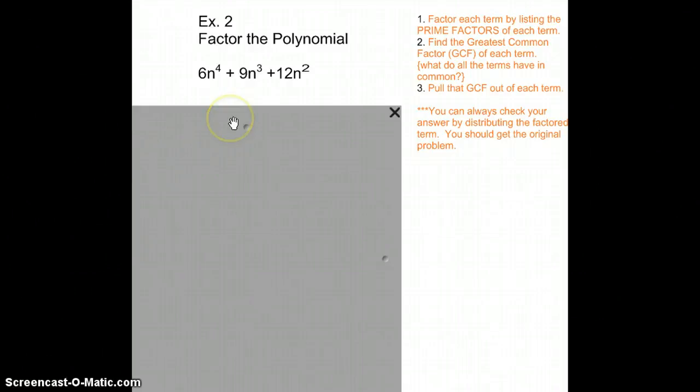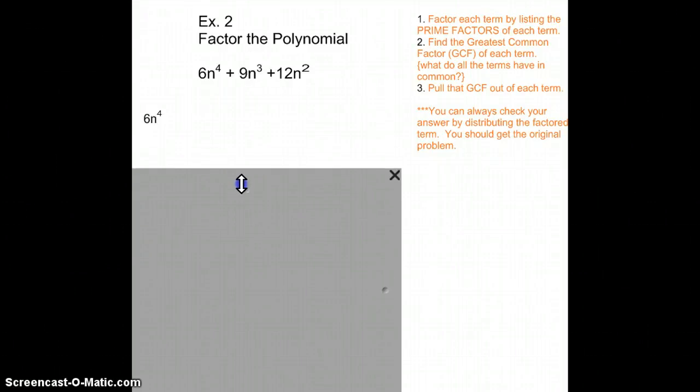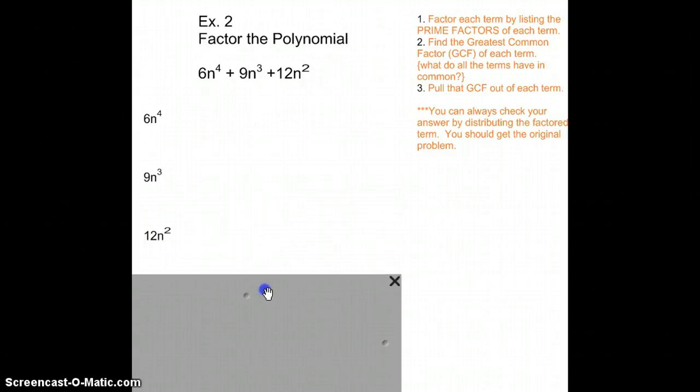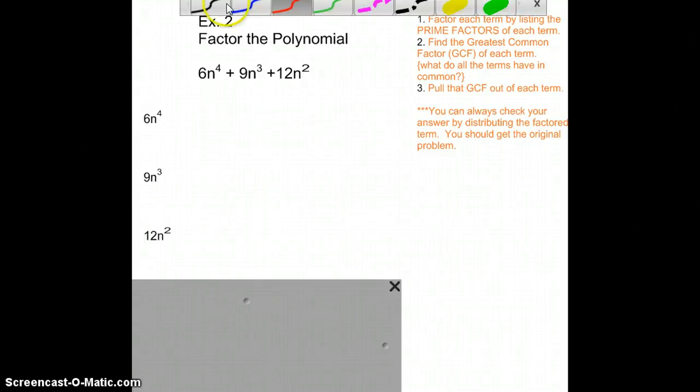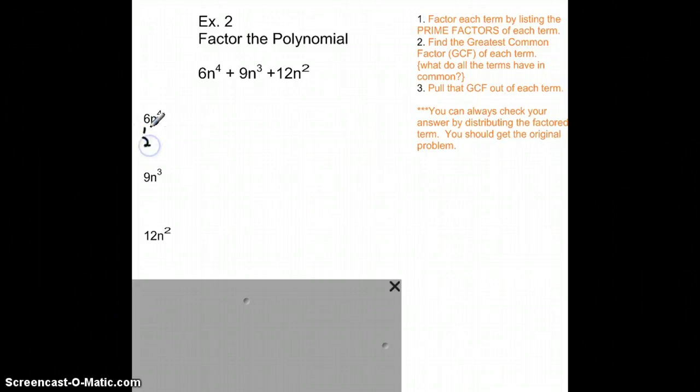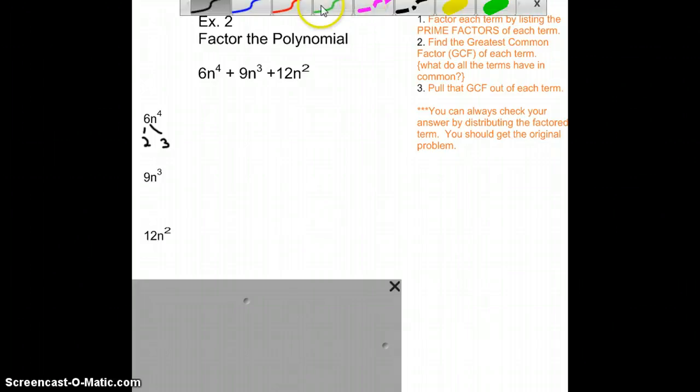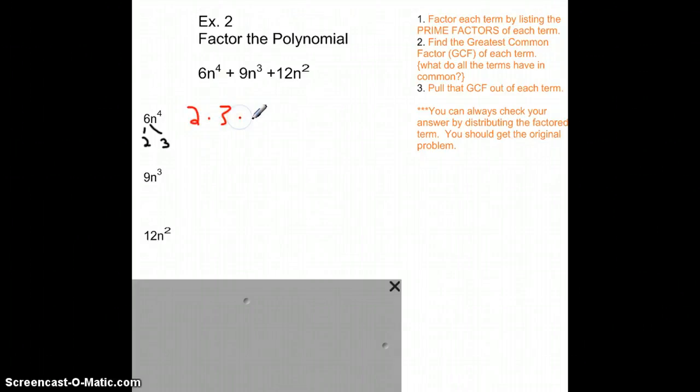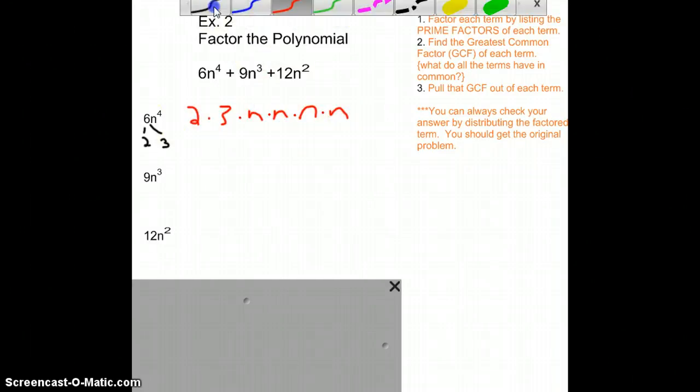So, here we go. Let's factor each term using prime factorization, okay? So 6n to the 4th. Here, I'll slide it all down so we can see all the terms here, okay? So 6n to the 4th. Let's factor our 6. Using a factor tree, it's 2 and 3. Okay, so that gives us 2, 3, and then we've got our n's. N, N, N, and N. Got 4 of them there, okay? So that's factored using prime factorization.